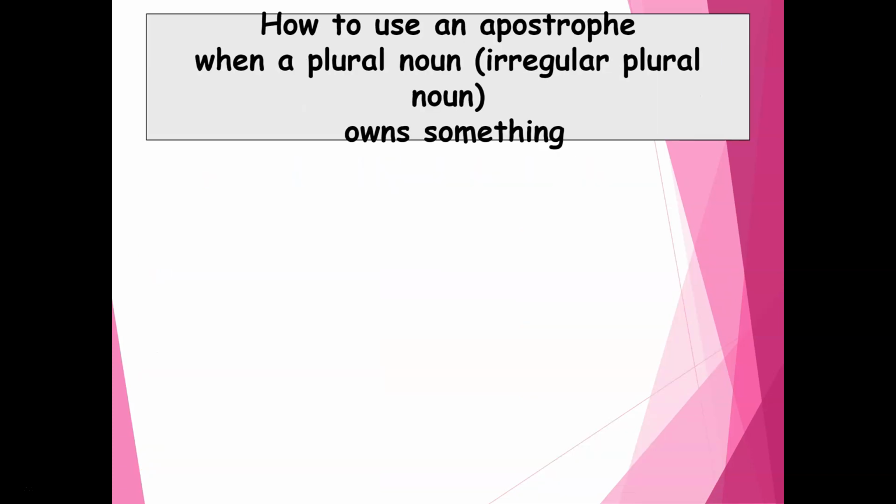How to use an apostrophe when a plural noun owns something, but this time the plural noun is irregular. The plural of child is children. The plural of woman is women. The plural of man is men. We don't just add an S to make the plural. A noun has an irregular plural when the plural of the word looks different to the singular form. What do we do then to show possession?